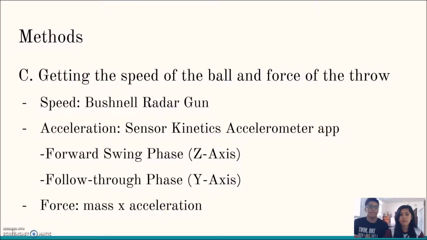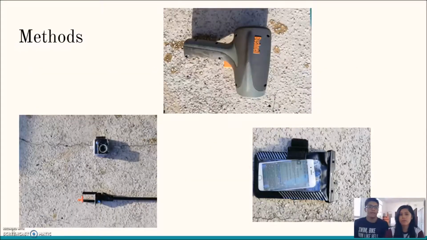So first, during the forward swing phase, which is when the arm starts accelerating downwards, we got the instantaneous acceleration along the z-axis. Then the follow through phase, which is the actual throw, which is when you release the ball, we got the instantaneous acceleration along the y-axis. Then for the force, we simply use the formula mass times acceleration, and we calculated it. So this is the example of the equipment, the accelerometer, the GoPro, and the Bushnell radar gun.